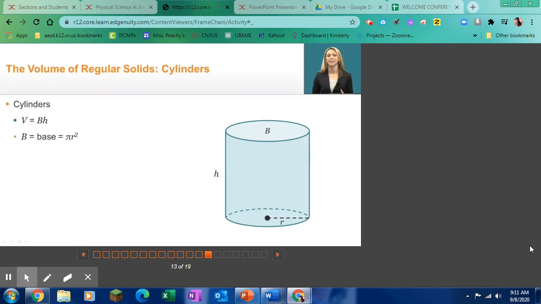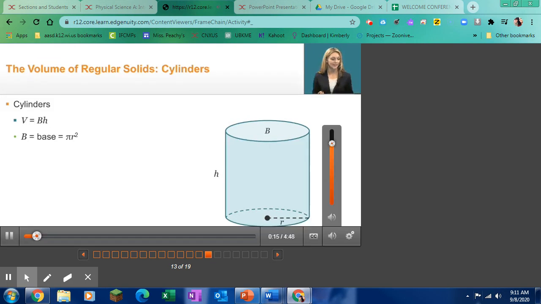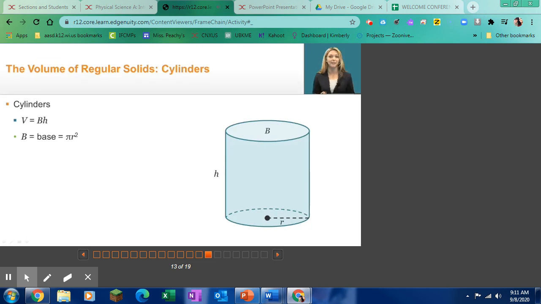There are other regular solids, like rectangular prisms. There are spheres, like balls, basketball, softball. There are cylinders, like cans, which we'll be talking about next, and cones. Now, each of these shapes has its own formula to find the volume. Let's start with the cylinder.